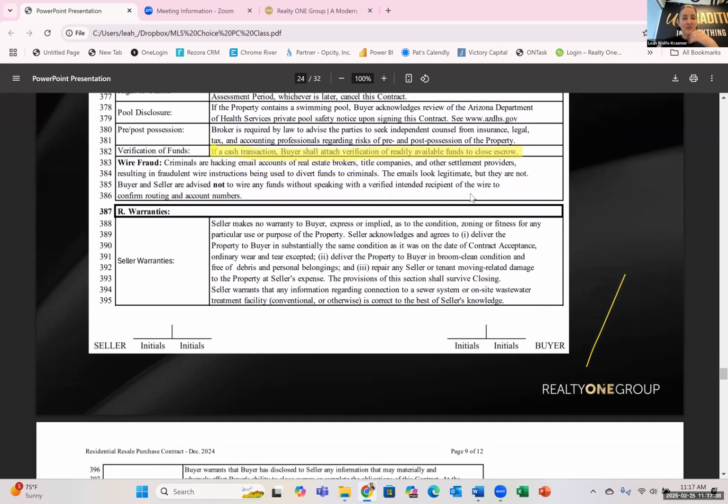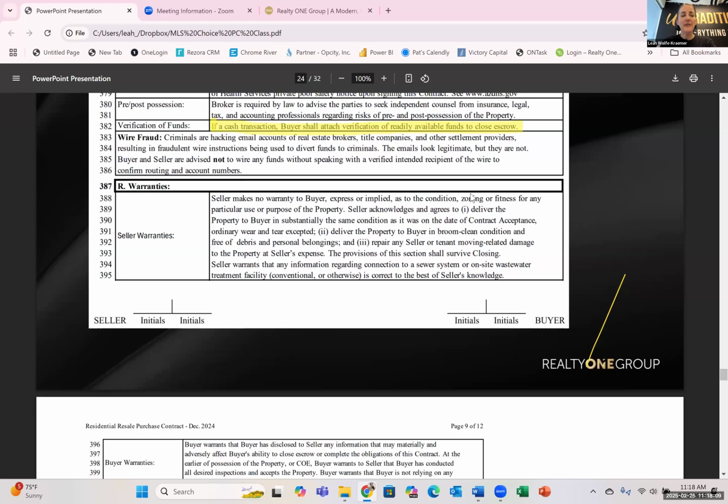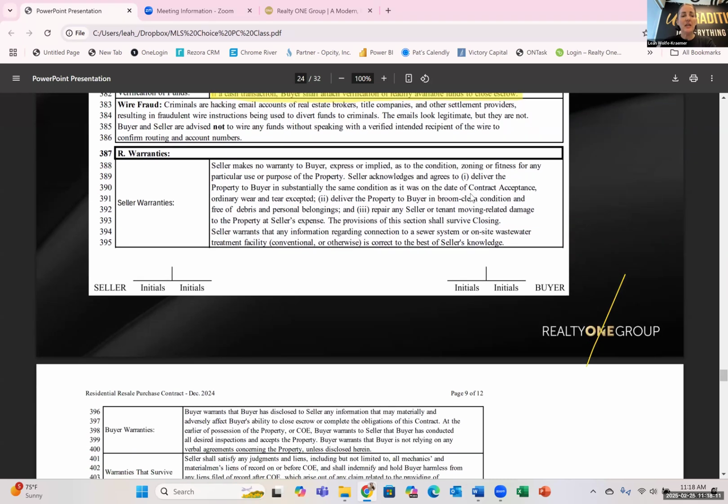Originally, I had misread this, so I'm glad that I reread it last night. I didn't recall seeing a verification of funds clause. I think maybe I was looking up in the initial pages of where money was coming from and the financing components, etc. And so I didn't think that there was a requirement for proof of funds. I'm happy to report for those of you that this was a concern for, it is. And it's just right here. If a cash transaction, buyer shall attach verification of readily available funds to close escrow. Easy peasy. Wire fraud, again, right there, the warning is in there, no separate advisory needed.